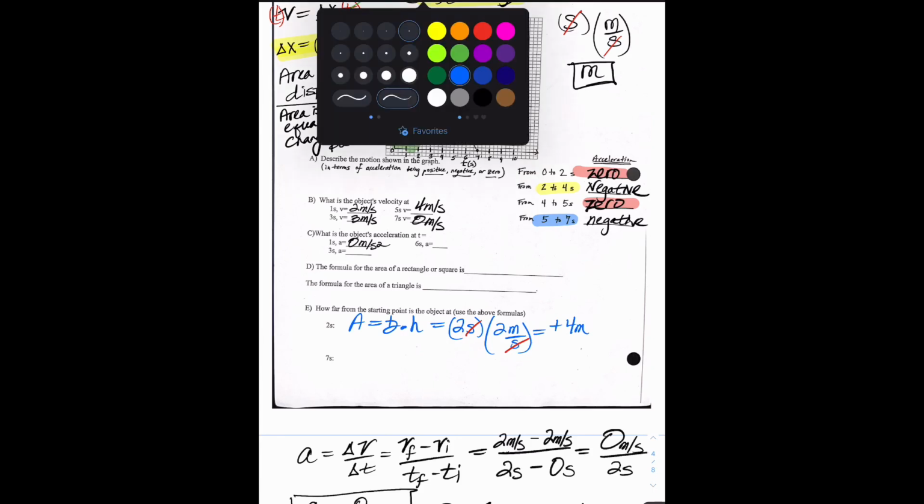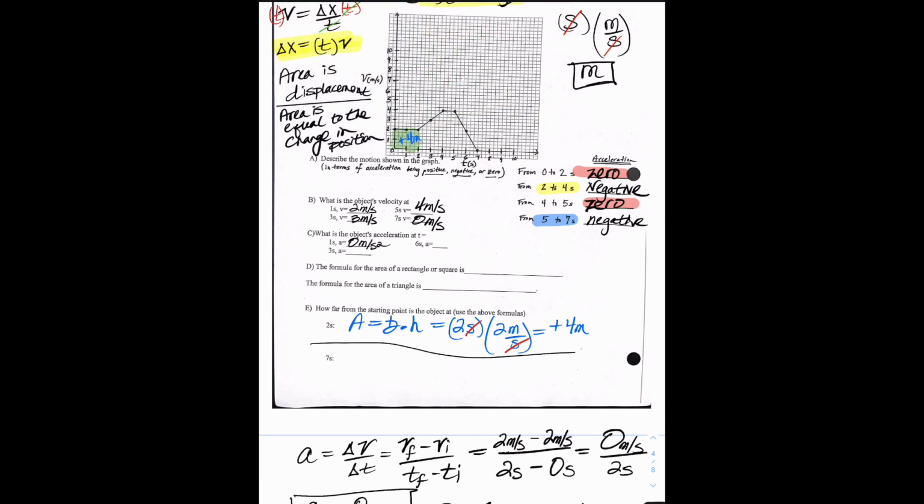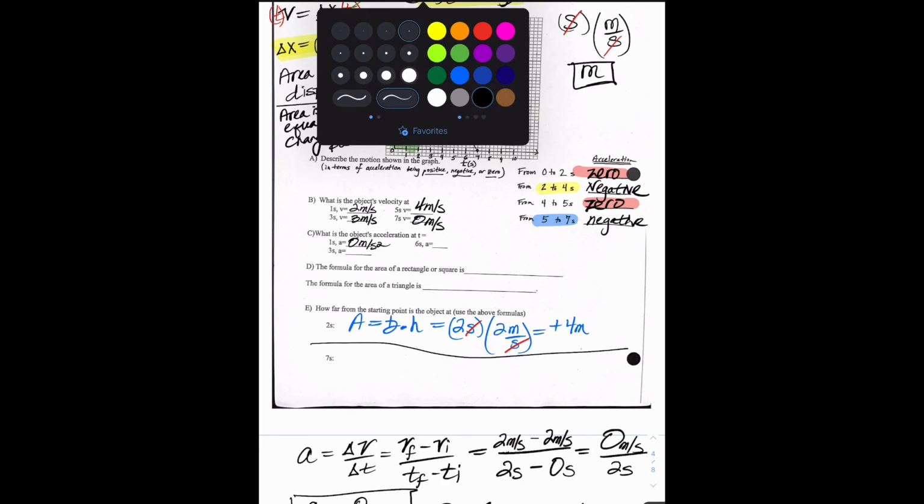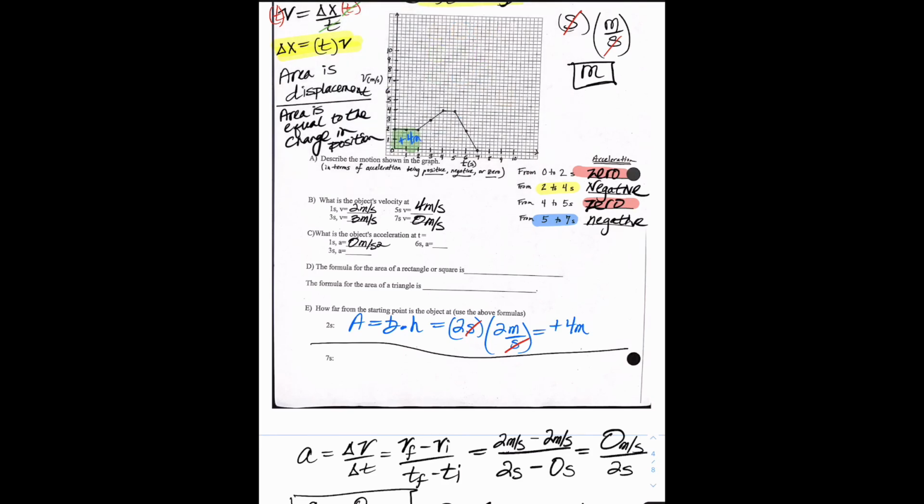Now, it's a little trickier in the next part where they ask about 7 seconds. So at 7 seconds, that's the entire graph, right? The reason this is trickier is because I don't know how to take the area of that shape. I don't know what that shape is. So what we do to make this easier is we break this up into shapes that we know. So I'm going to leave the positive 4 meters because that's the area of that square.